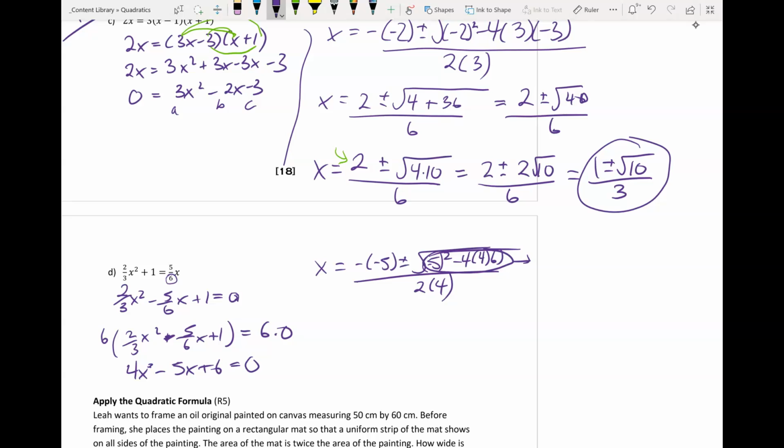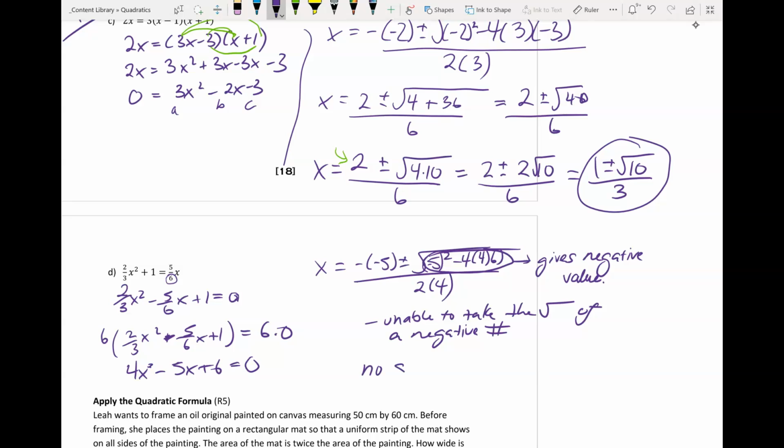So this gives a negative value. We're unable to take the square root of a negative number. So that means we have no solution. So your various types of answers could have 2 solutions, 1 solution, or no solution.